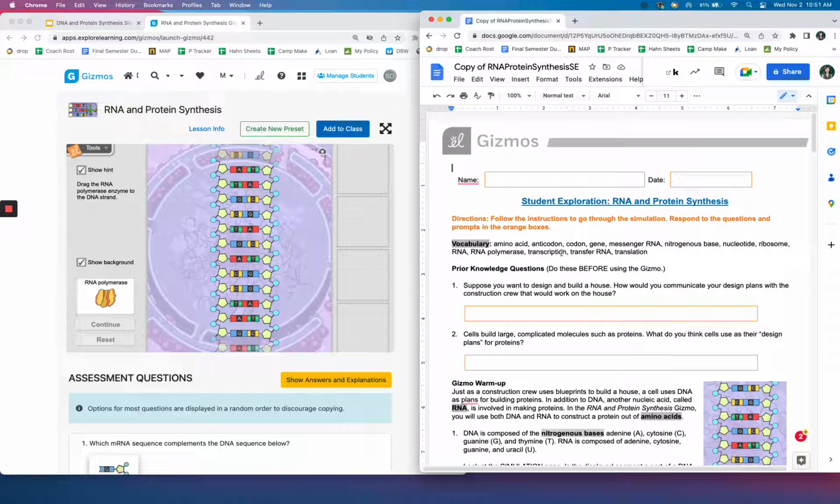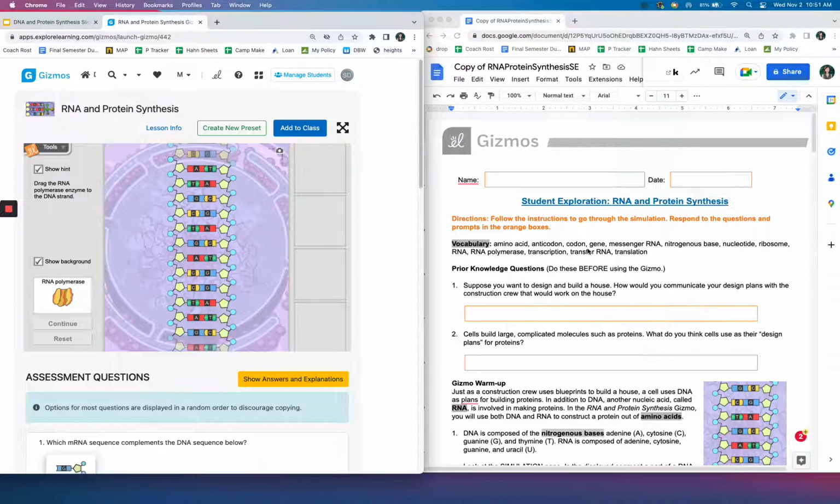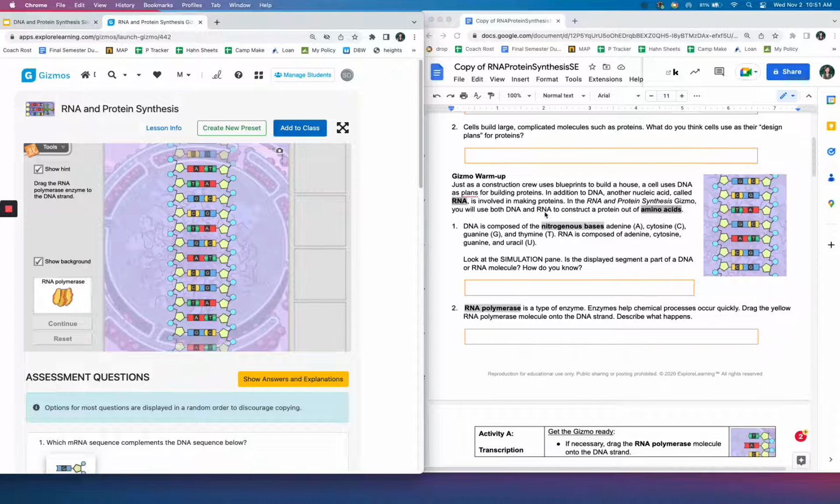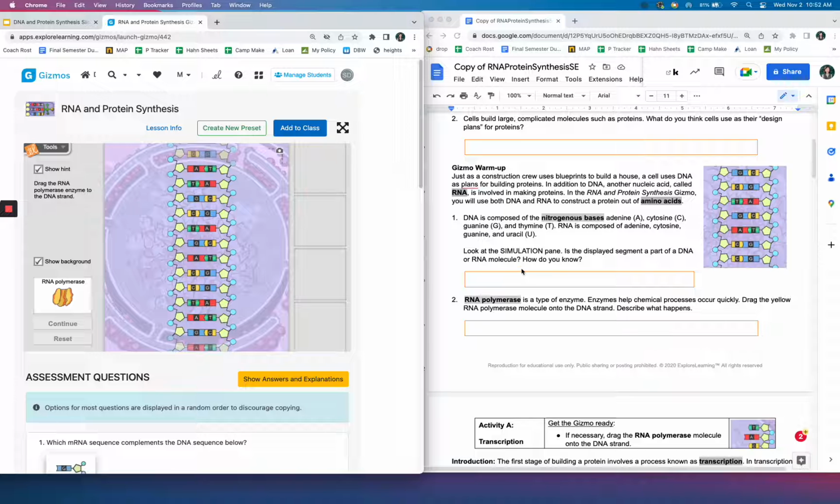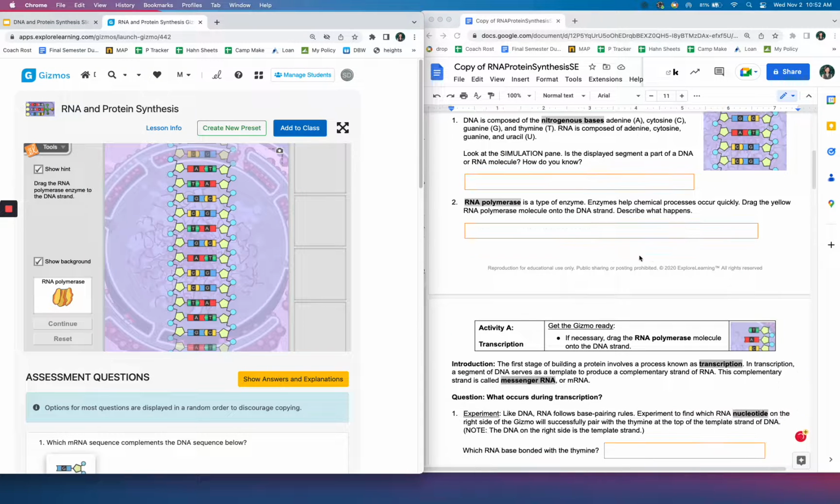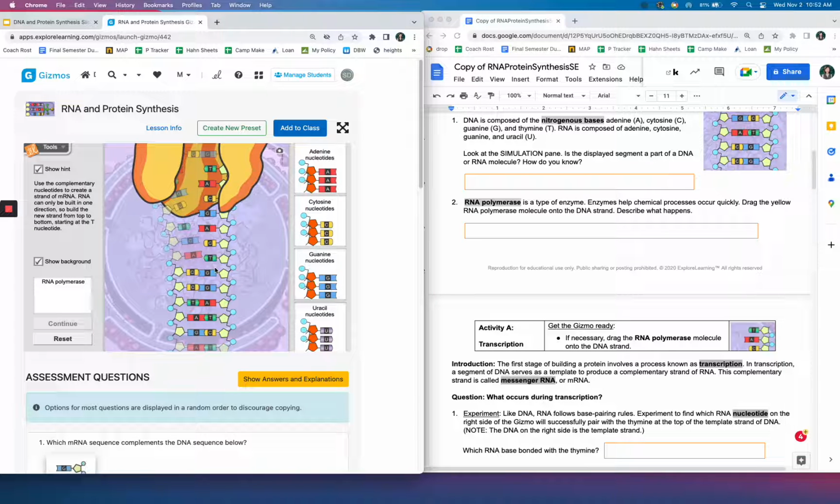So if you look at the instructions, here are some prior knowledge questions that you can answer. And then in the warm-up, it gives you some information about DNA that hopefully you're familiar with. And the bases, these are the four bases. It tells about RNA bases, which are almost the same except for one difference. And here you can look at this picture and say whether it's DNA or RNA by looking at the information above. And then RNA polymerase, that ending ASE tells you it's an enzyme. And so here it says to drag the RNA polymerase and see what happens. Okay, so you can see that it's starting to unzip the DNA molecule.